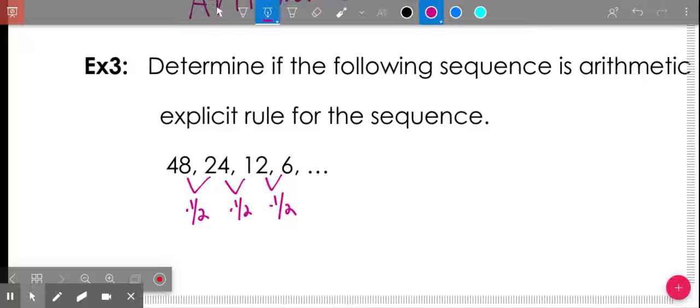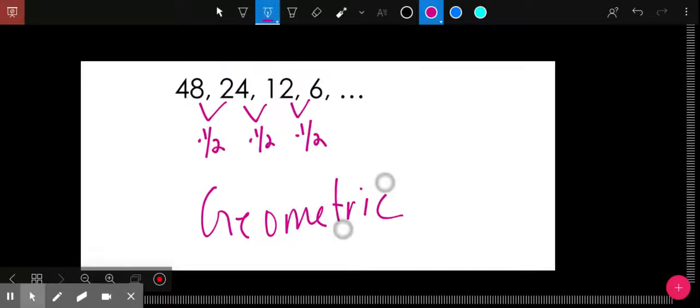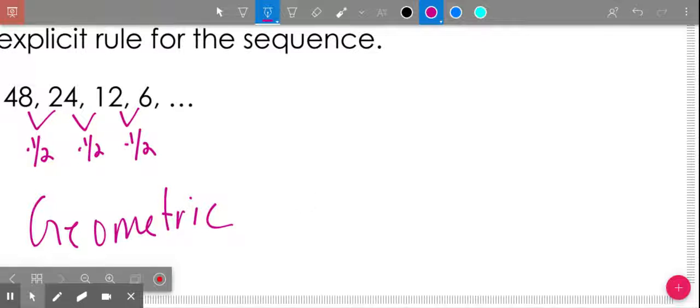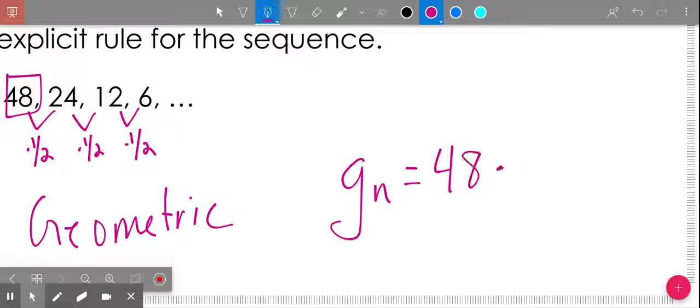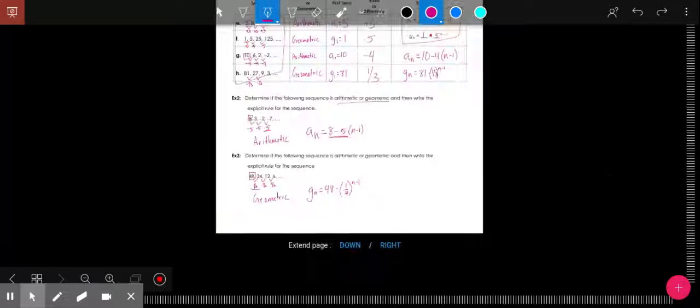So now we know we're multiplying, so this is geometric. Remember, you get a point just for telling me if it's geometric or not. And now we can write a rule. So we have g sub n equals our first term, which is 48, times our ratio, 1/2, so in parentheses 1/2 to the n minus 1. Remember, this is an exponent, so write that as an exponent. Alrighty, that's going to be it.